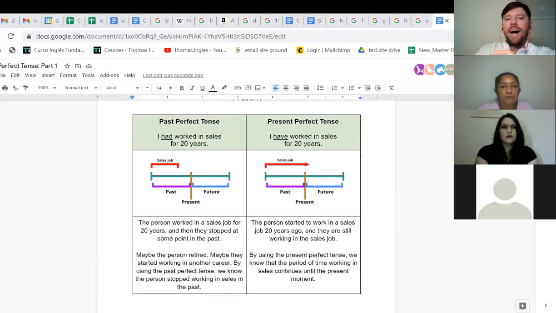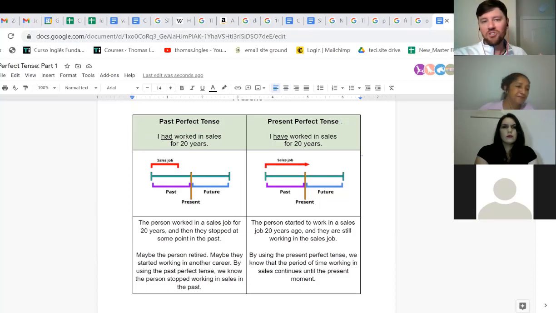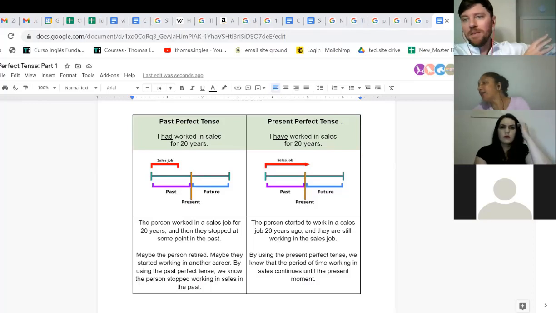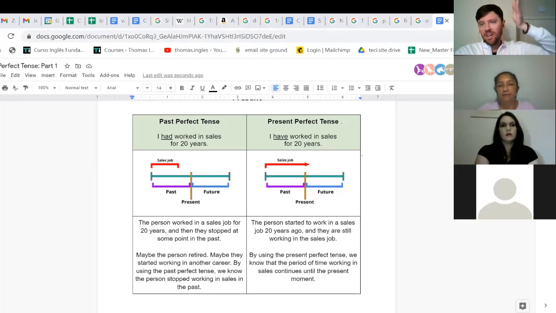So I had worked, here's the two example sentences. I had worked in sales for 20 years, or I have worked in sales for 20 years. If you don't know sales, it's vendas. So, eu trabalhei com vendas por 20 anos in Portuguese. So if we say I had worked in sales for 20 years, that means sometime in the past, I started working in sales, and then it ended in the past.